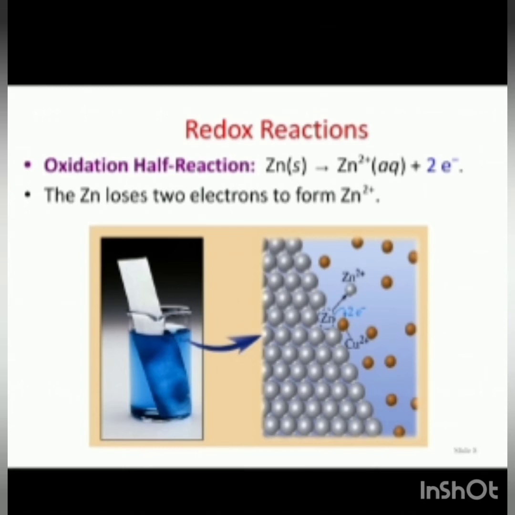In redox reactions, we can understand the cell. For redox reactions, a cell consists of two half cell reactions. One is the oxidation half reaction and another one is the reduction half cell reaction. For the oxidation half reaction, here we can take the example of zinc and copper.